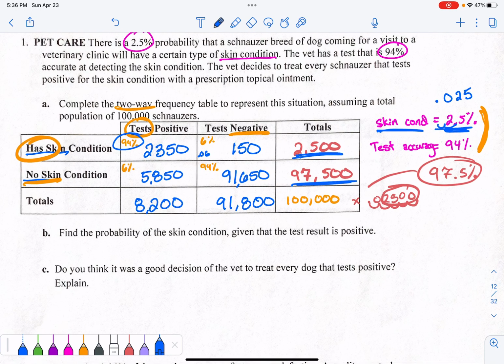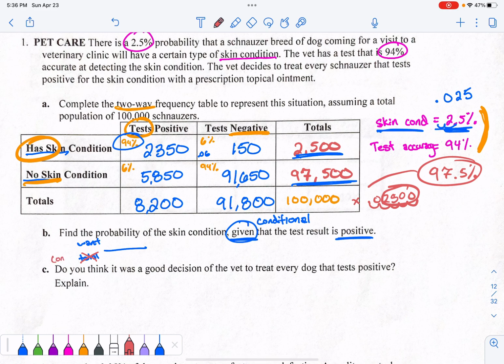Okay, so let's do this. It says, find the probability of the skin condition given, circle or underline that word, given that the test result is positive. We've dealt with givens before. These are something called conditional probabilities. Normally when we do a probability, we put our total on the bottom and who we want on the top. But that's not the case for a conditional probability. It's like limiting the total down to only a certain condition.